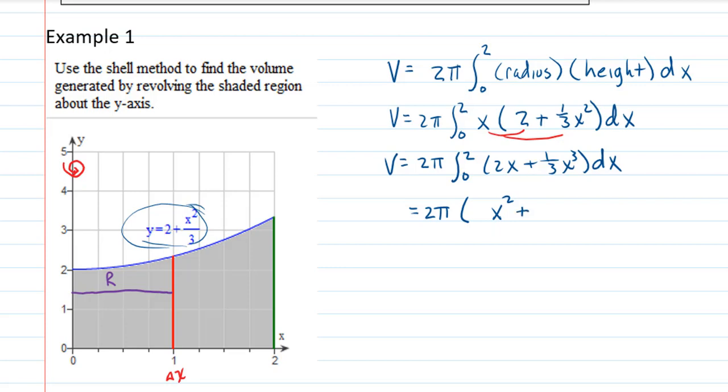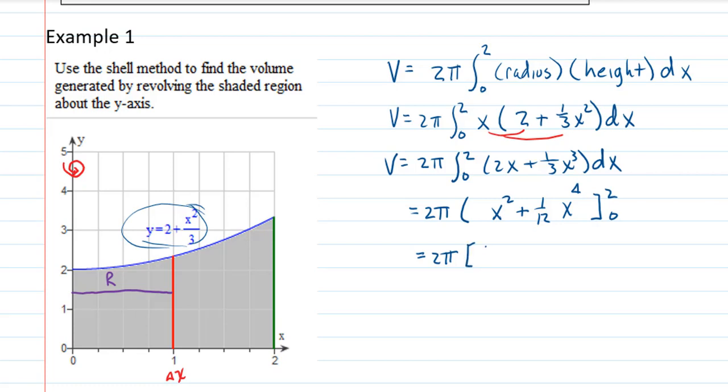And then when I integrate 1/3 x cubed, I'm going to add 1 to the exponent and then divide that by 4. And 1/3 times 1/4 is 1/12. And then our bounds on our integral will go from 0 to 2. And now it's just a matter of doing the arithmetic.